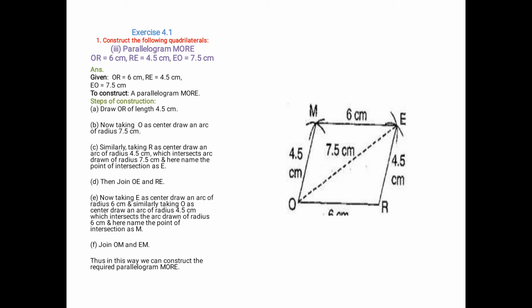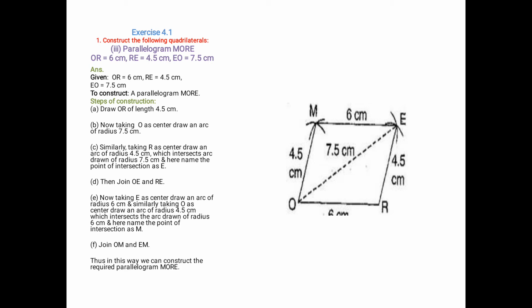Draw OR of length 4.5 cm. Now, taking O as center, draw an arc of radius 7.5 cm. Similarly, taking R as center, draw an arc of radius 4.5 cm which intersects the arc drawn of radius 7.5 cm. And here name the point of intersection as E. Then join OE and RE.